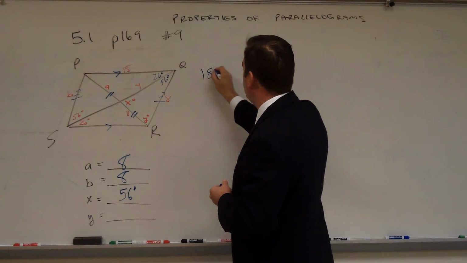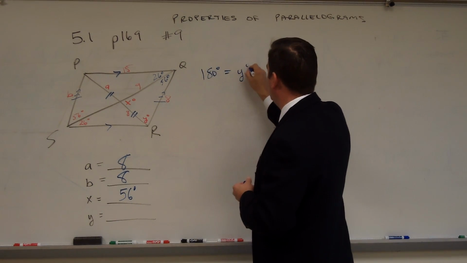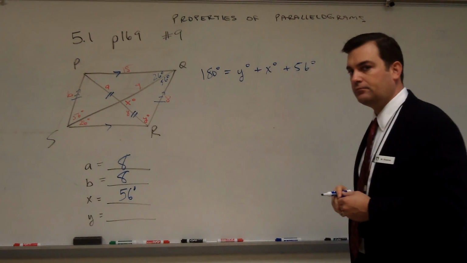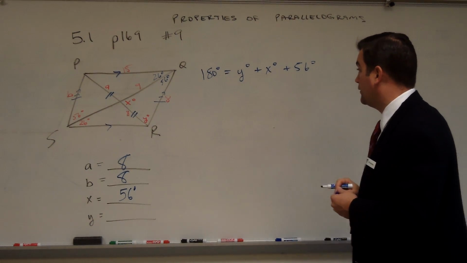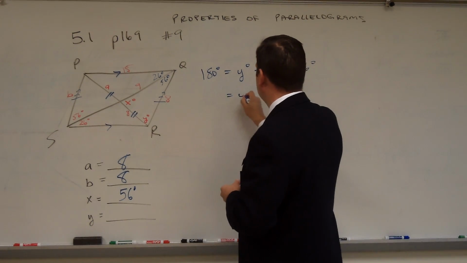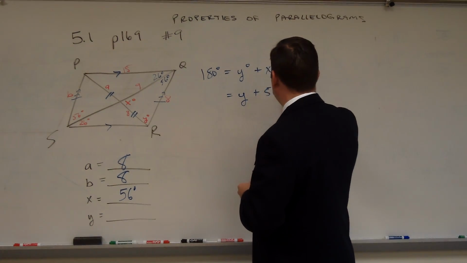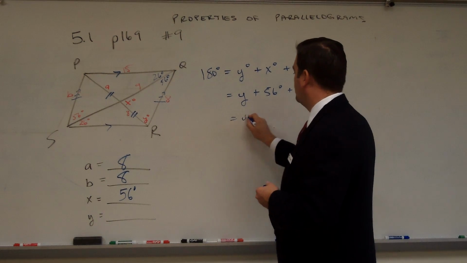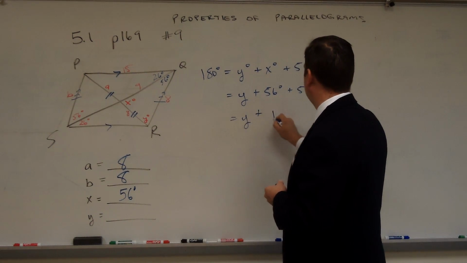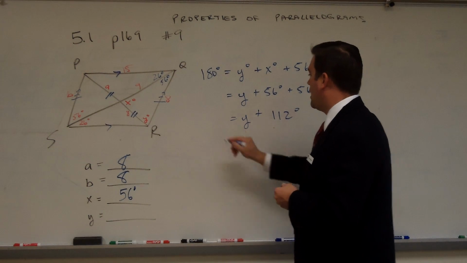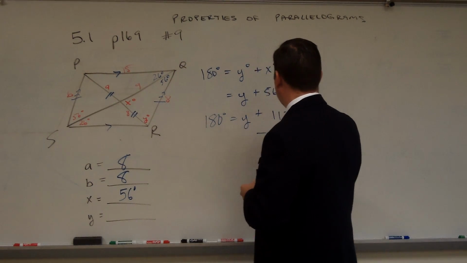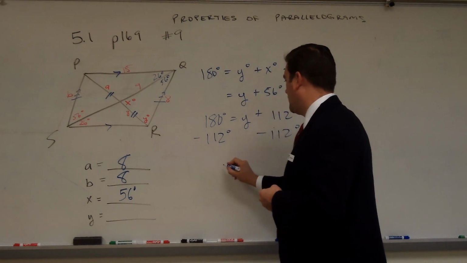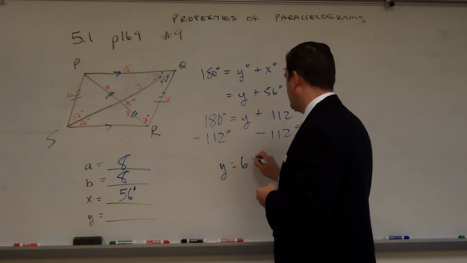Therefore, I say that 180 degrees will equal Y degrees plus X degrees plus 56 degrees. I've solved that X is also 56 degrees, so this will equal Y plus 56 degrees plus 56 degrees. If I combine those terms, Y plus 112 degrees, I'm going to subtract 112 degrees from both sides, and I solve that Y equals 68 degrees.